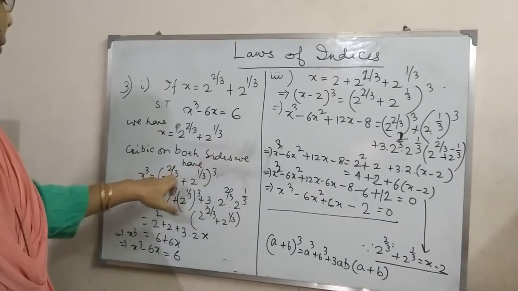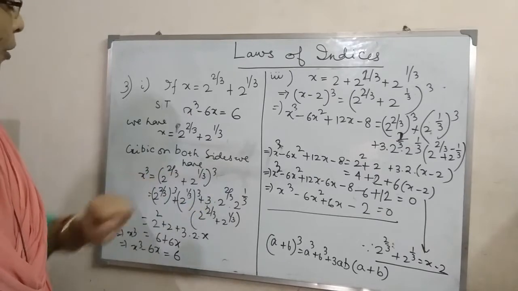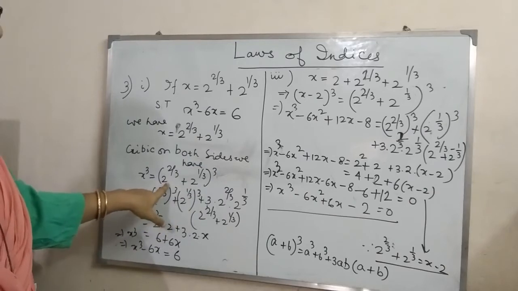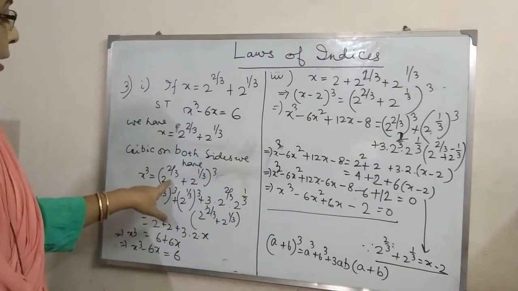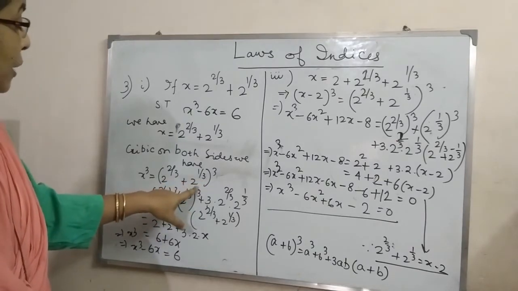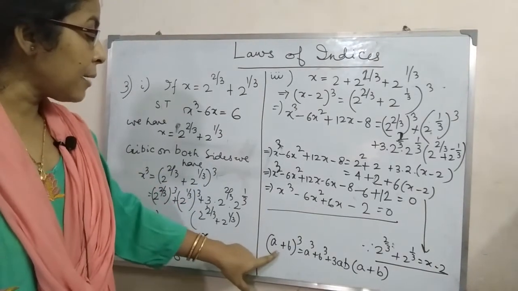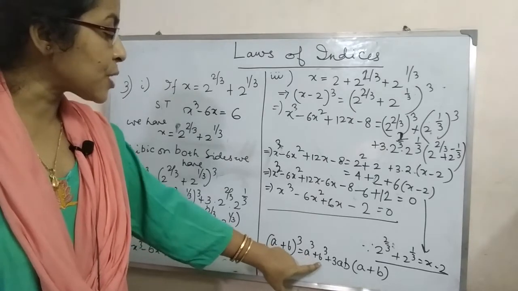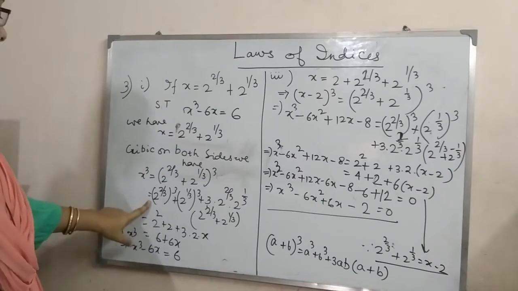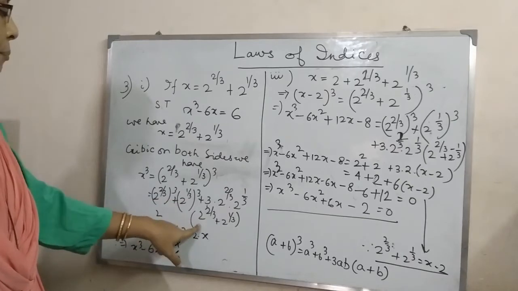Cubing both sides, we have x cube equal to (2 to the power 2/3 plus 2 to the power 1/3) whole cube. This is (a plus b) whole cube, where a equals 2 to the power 2/3 and b equals 2 to the power 1/3. Here I use the formula (a plus b) whole cube equals a cube plus b cube plus 3ab into (a plus b). Then I can write a cube plus b cube plus 3ab into (a plus b).